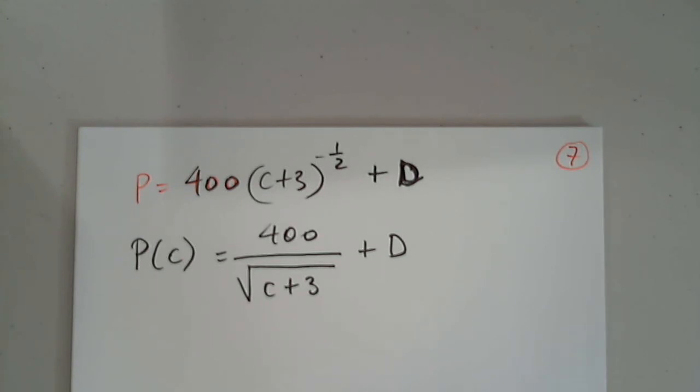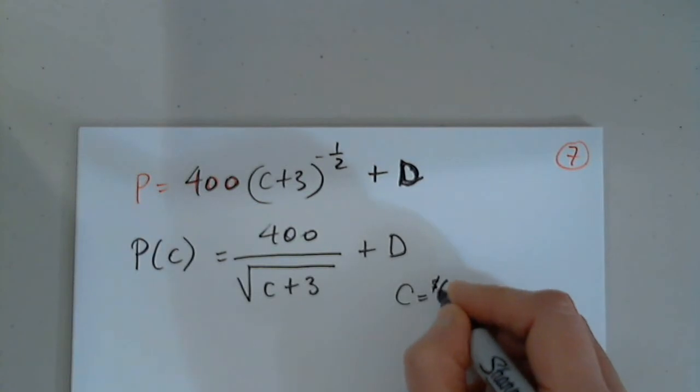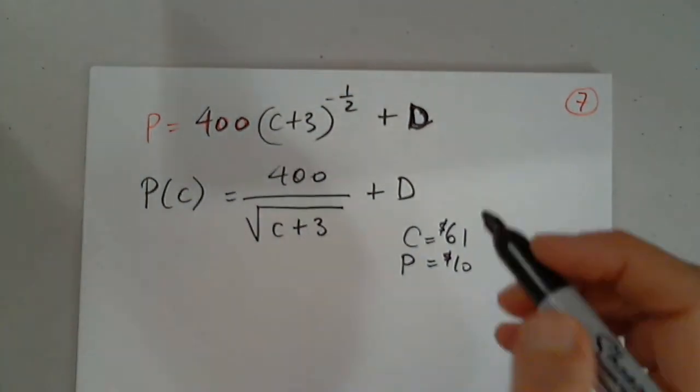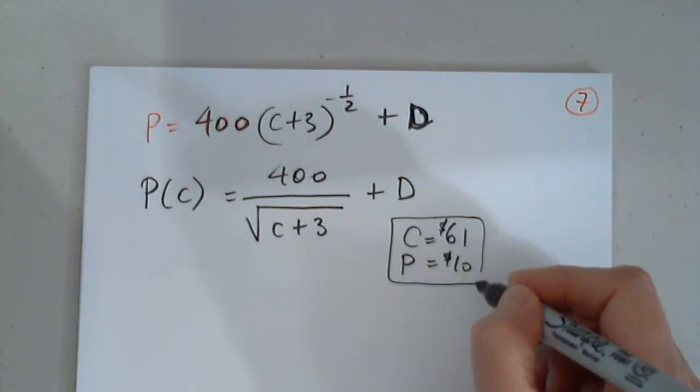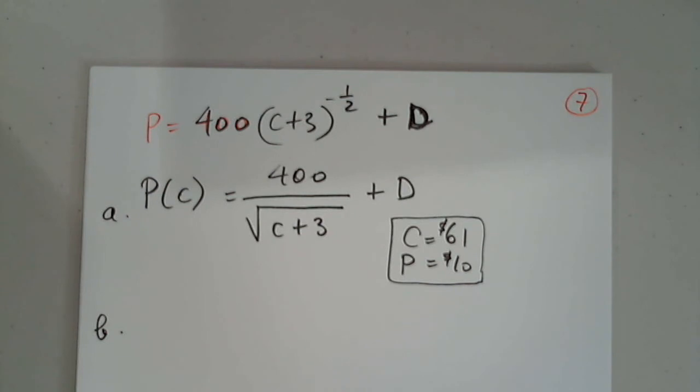Use the marginal profit to find the profit function, sorry, if P equals 10 when C equals 61. So C equals $61 when P equals $10. So this was part A, and now we want part B. Why is this information given to us? Solve for D. Excellent, thank you.